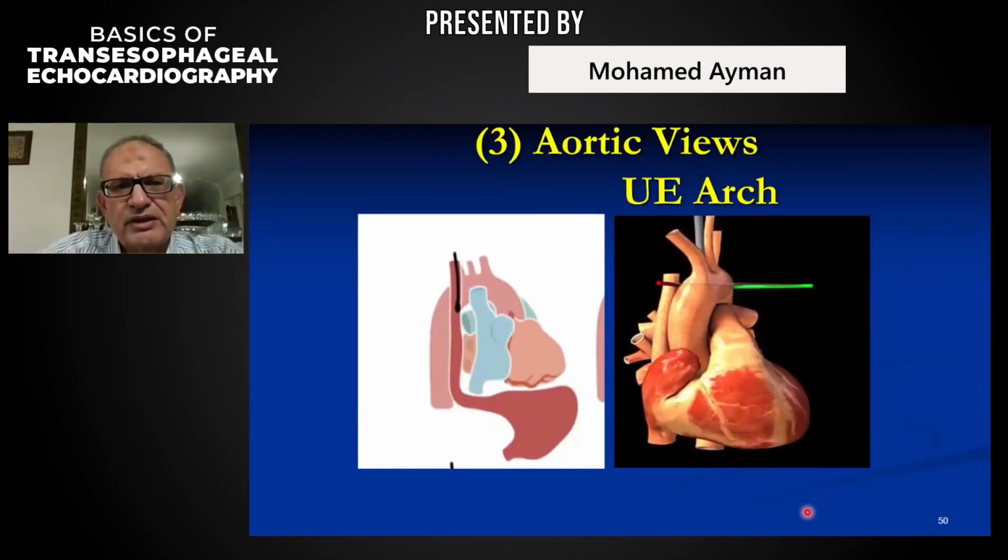The third view is the aortic views. As I told you before, you can put your probe in the upper esophageal plane and check the arch of the aorta. Or you can go a little bit deeper to the mid-esophageal position and rotate your transducer, and you are going to see the descending thoracic aorta.